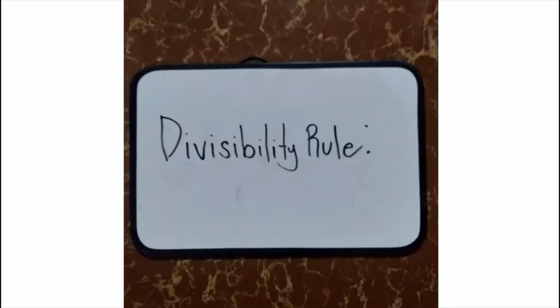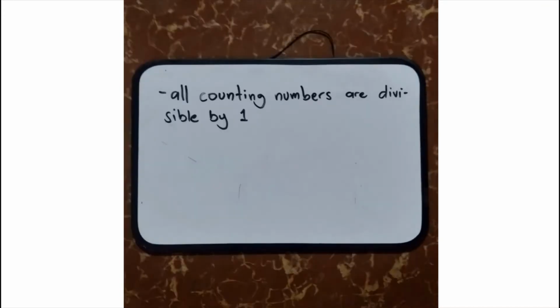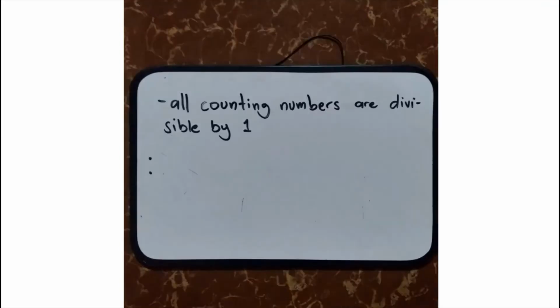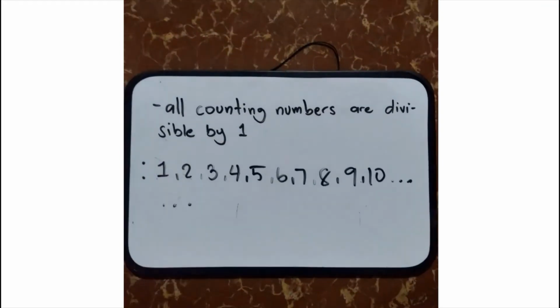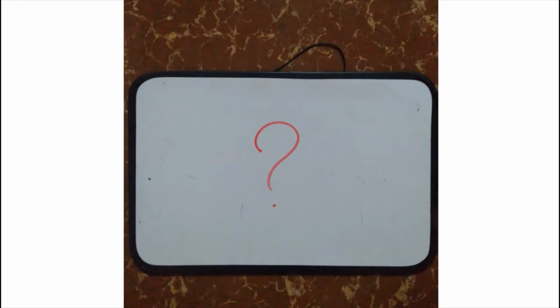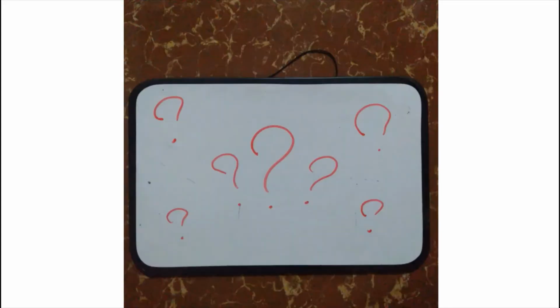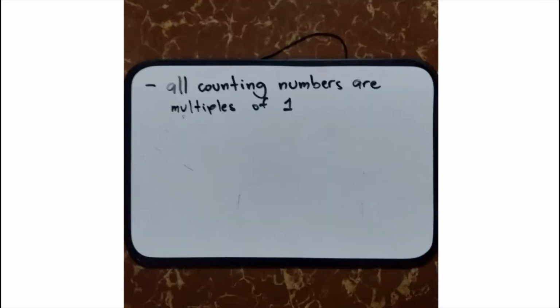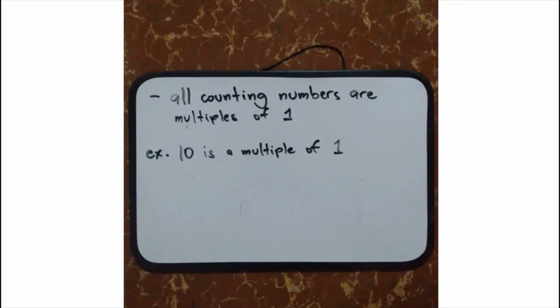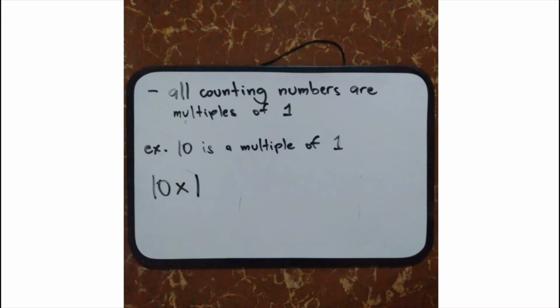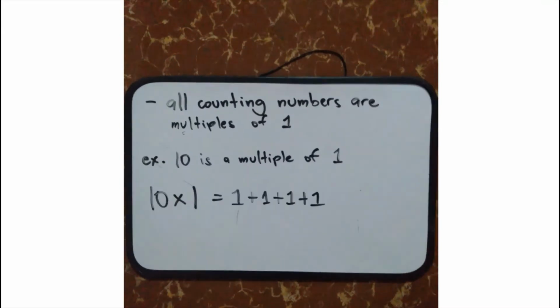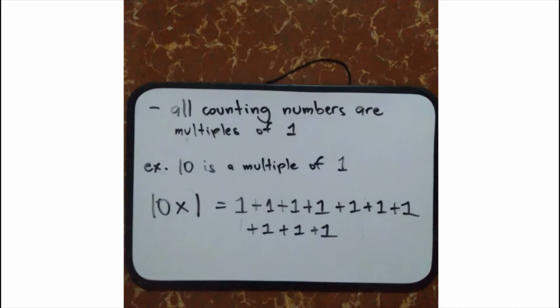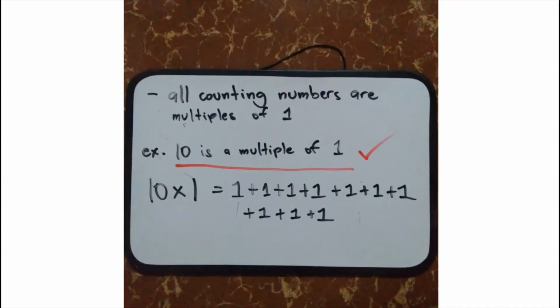Let's start with divisibility rule 1. All counting numbers are divisible by 1. And when we say counting numbers, that ranges from 1 to positive infinity. But how can we say that all counting numbers are divisible by 1? Well, for certain, all counting numbers are multiples of 1. For example, 10 is a multiple of 1 because that would be 10 multiplied by 1, meaning we'll need 10 ones to reach 10. So, 10 is divisible by 1.